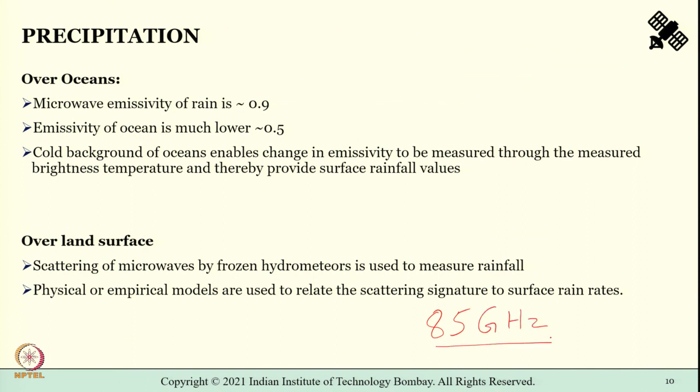And quantitative estimates of passive microwave rainfall retrieval indicate that although the retrieval over ocean surfaces is performed with acceptable accuracy, over land, retrieval based on ice scattering at 85 gigahertz continues to remain ambiguous. So, this is an active area of research, sharing just for information.